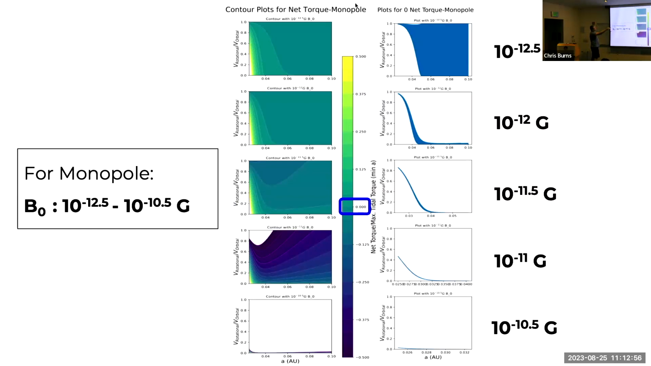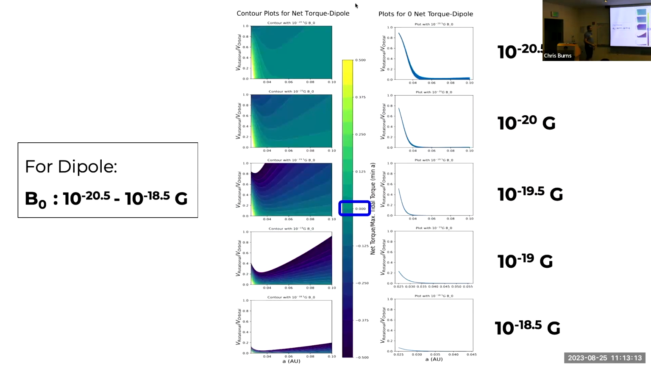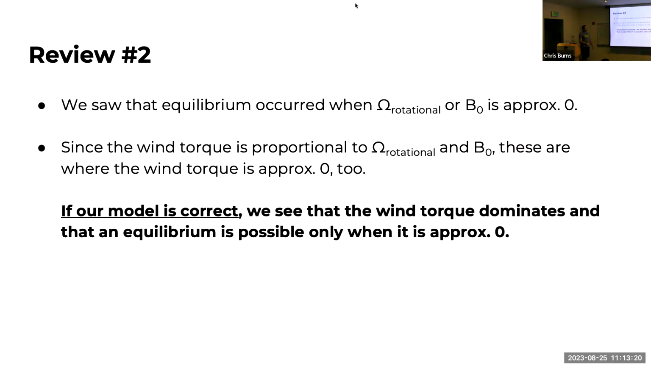And after this point, they vanish as well, but I didn't include them because I didn't want the slides to be too complex. But yeah, I still have almost 0 magnetic field surface strengths I need to establish equilibrium. And that's for the dipole situation. And it's similar. I still have very approximately 0 values. So we saw that equilibrium occurred when rotational frequency or magnetic field surface strength is approximately 0.